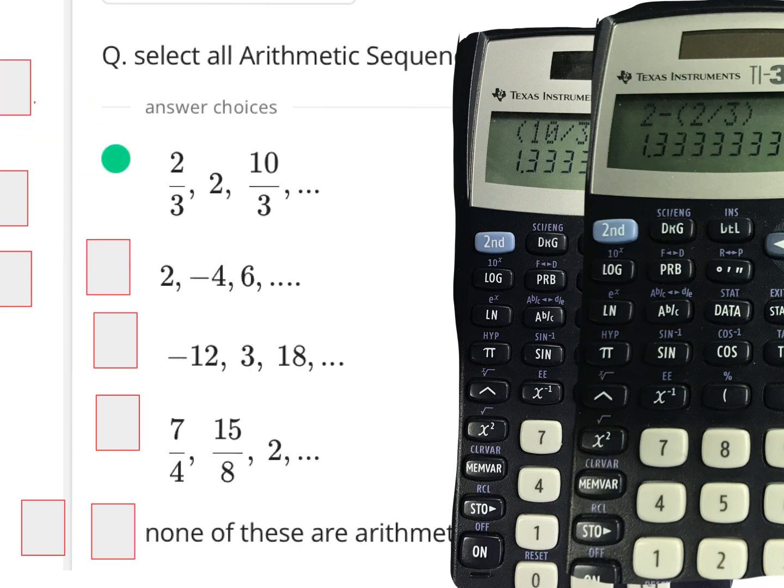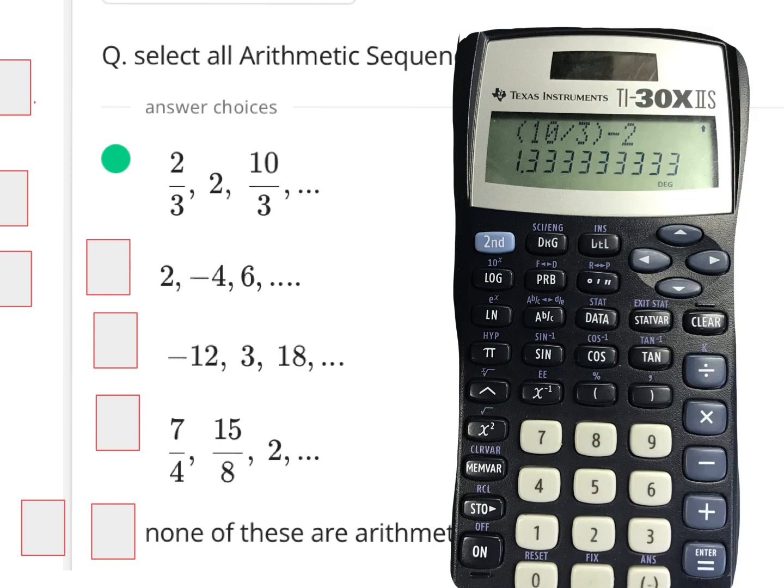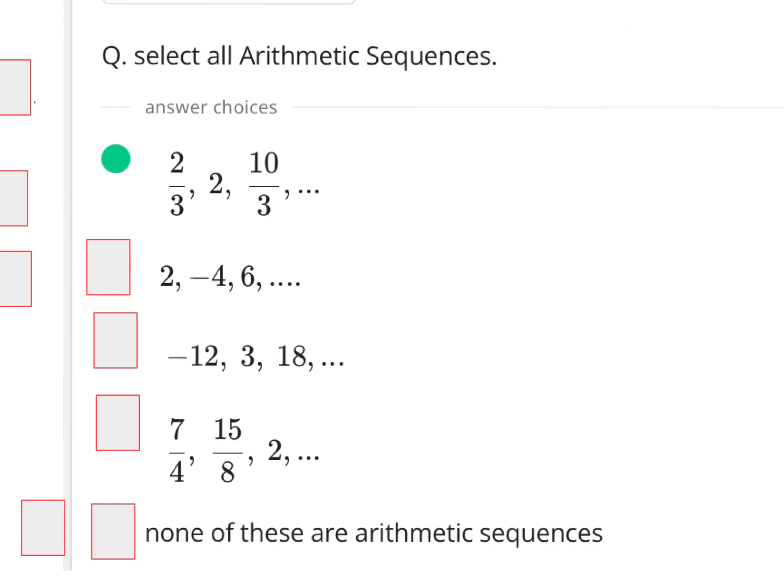Okay. So the other ones should be a little easier to do. I don't think we're going to need calculators. Let's see. When I go 6 minus a negative 4, that is 10. So maybe the common difference is 10. But when I go negative 4 minus 2, that's definitely not 10. So I know that this one's not arithmetic.